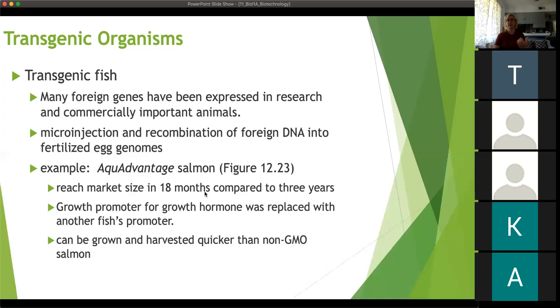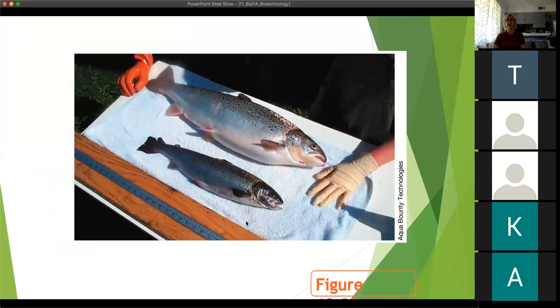And so again, in the same amount of time, aquaculturists raising this type of salmon, the Aqua Advantage salmon, can raise 2 full crops compared to people raising conventional salmon or non-modified salmon. So again, these salmon, Aqua Bounty Technologies, that's a good name. These salmon are the same age. This is a conventional salmon. This is the genetically modified salmon.